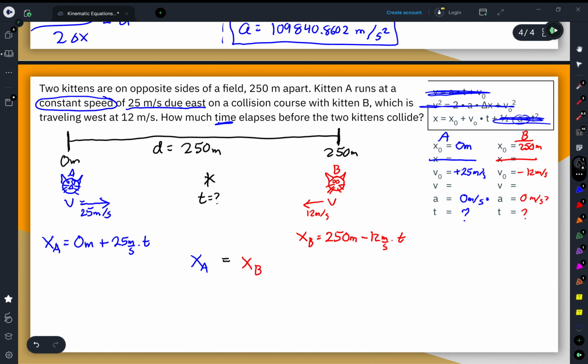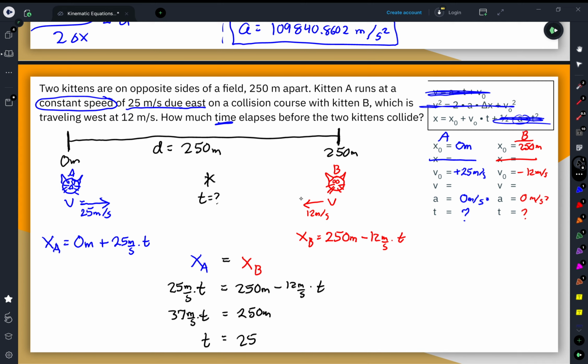So really, I can set XA equal to XB. To do that, I'm just going to take my 0 meters plus 25 meters per second times time equal to my 250 meters minus 12 meters per second times time. I'll try to isolate t by adding the 12 meters per second times time to both sides. So that's 37 meters per second times time is equal to my 250 meters. Then I will get my time by itself by taking that 250 meters and dividing it by 37 meters per second.